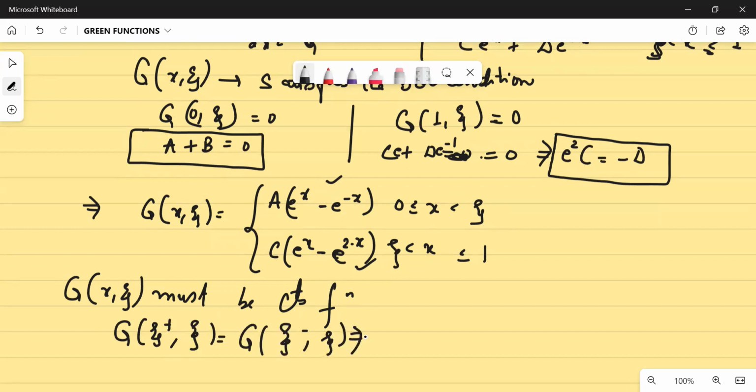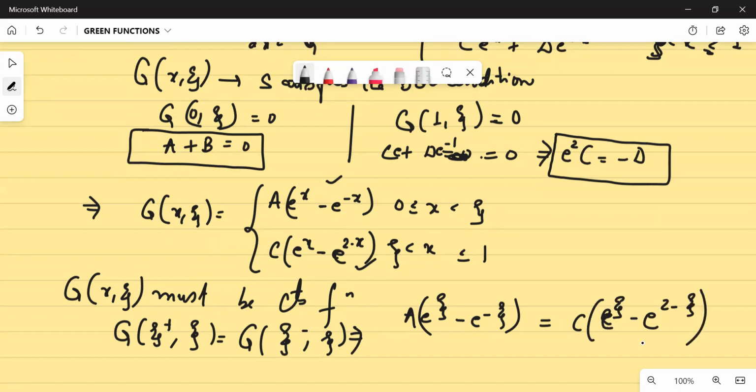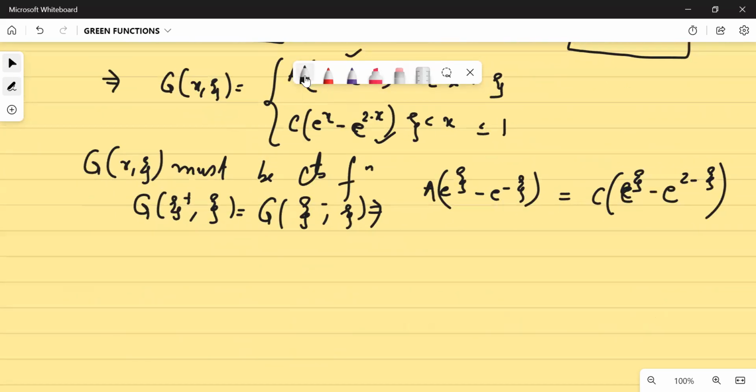So that will give me a e^ζ minus e^(-ζ) must be equal to c e^ζ minus e^(2-ζ). Is that clear? And if I solve it, solve, what can we do with this? But at least write it in some format. I think this will be c minus a e^ζ, if I bring c here.